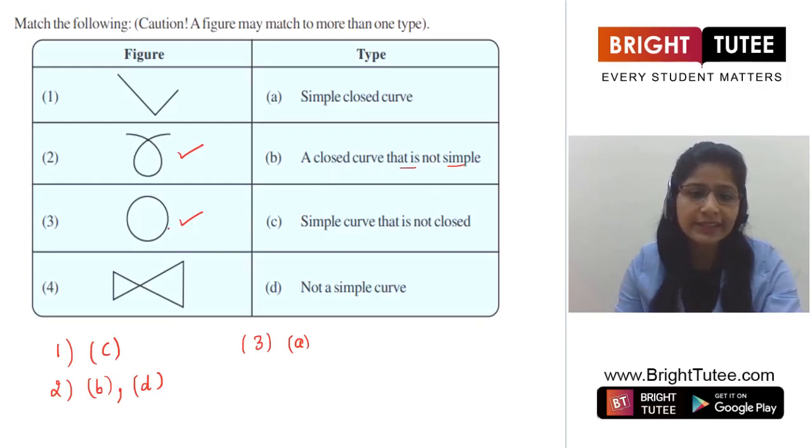So it is a closed curve and it is simple. So B is not its type. The third one, simple curve that is not closed, but it is a closed one. And the last one, not a simple curve. Yes, it is a simple curve, so this will not be its type.